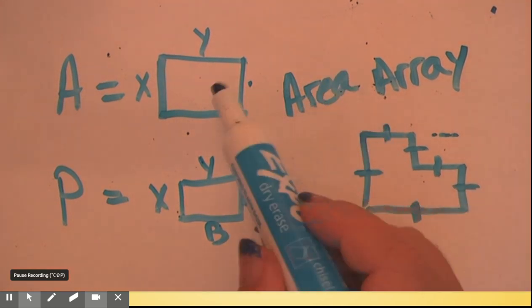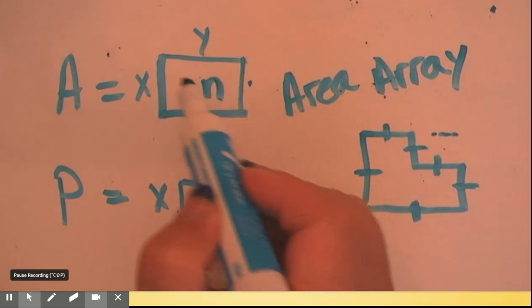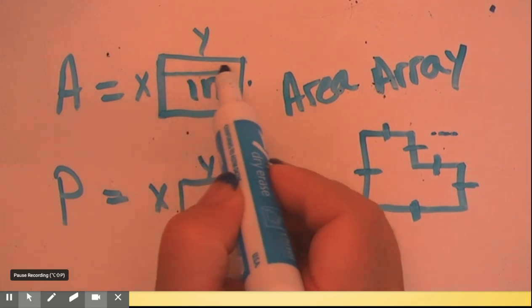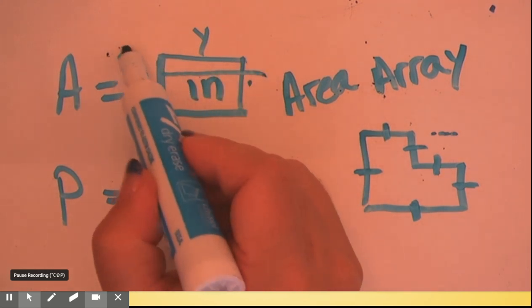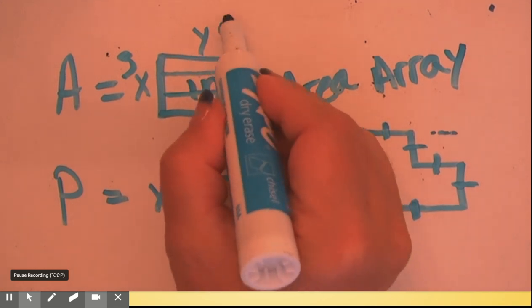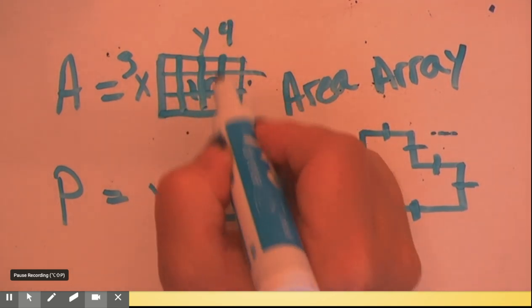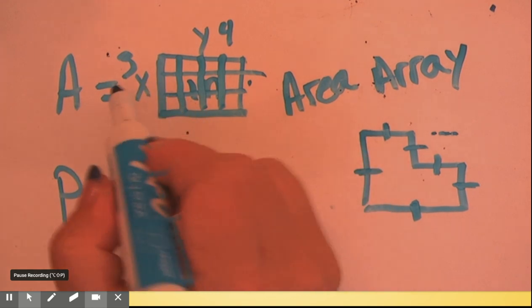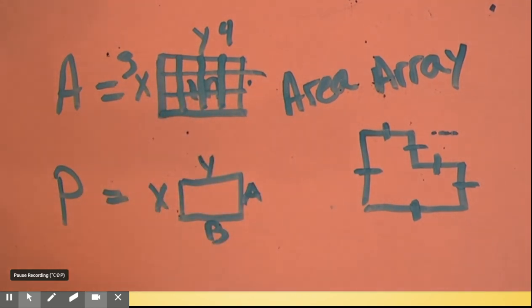But area is the inside. You can always draw an array. Like if this is 3, you can always draw 3 going across. And if this is 4, you can always draw 4. Now this would be 3 by 4. Area for this right here would be 12.